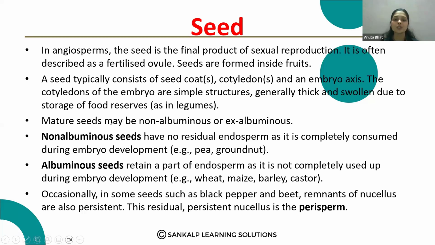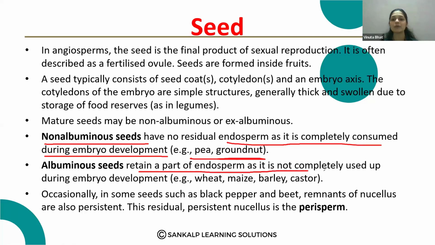Here in mature seeds, there are two types of seeds, albuminous seeds and non-albuminous seeds. What do you mean by non-albuminous seeds? Very important. They do not have residual endosperm, as it is completely consumed by the embryo development. Already we have studied pea and groundnut. Albuminous seeds retain part of the endosperm which is not completely used up during embryo development, that is wheat, maize, barley and castor.